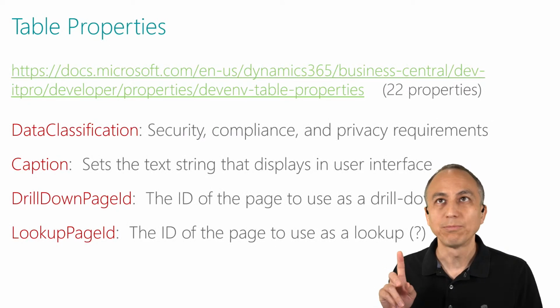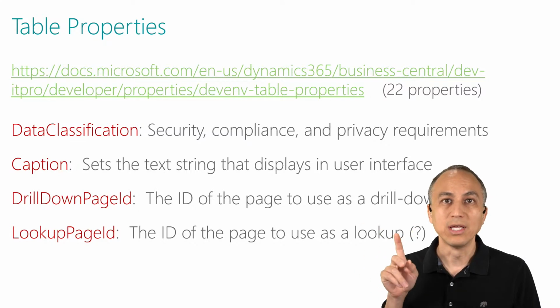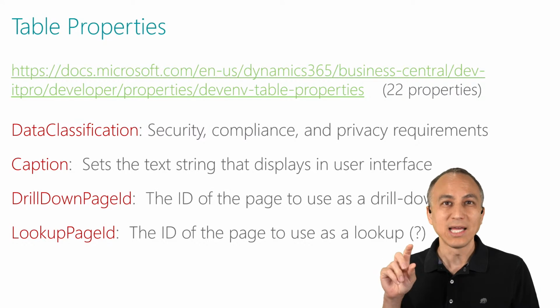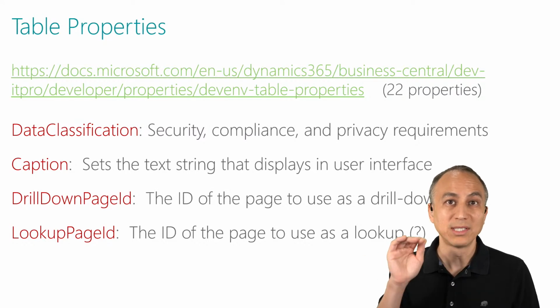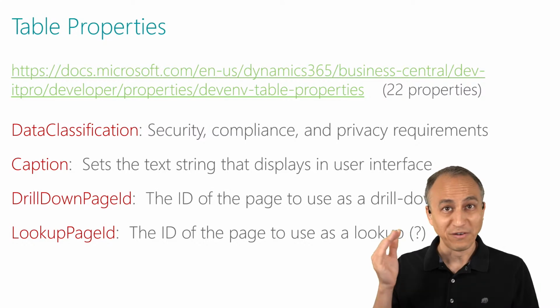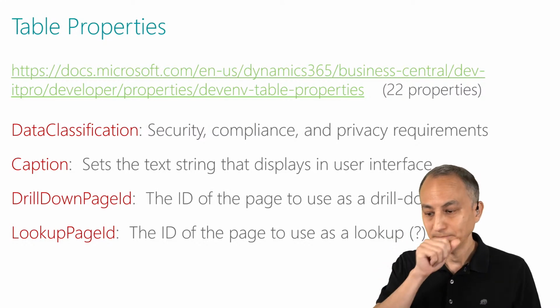Okay, so table properties. Here's a link to the Microsoft Docs page on table properties. Now, it is a combined page. It includes both table and field and some other properties. So there are like 55 items on the page.